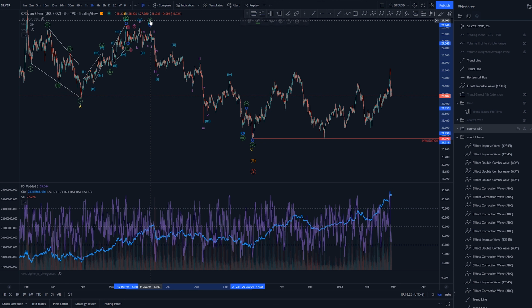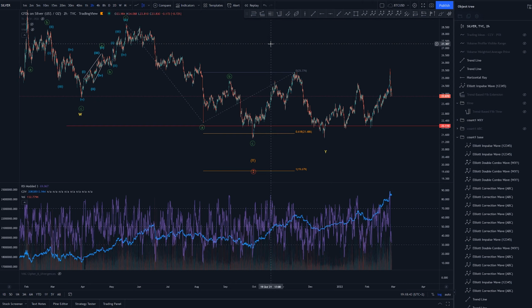Super extended the wave 3 for the minute degree. Here again, extended third, but with a truncation. I'm not even sure if that is proper. In any case, that is one option.